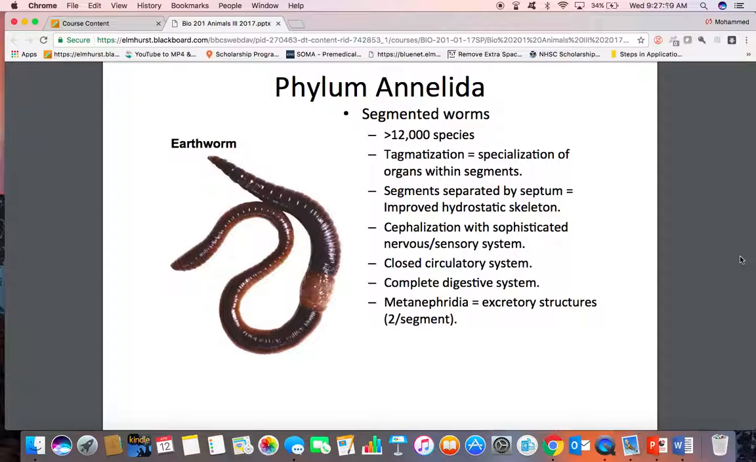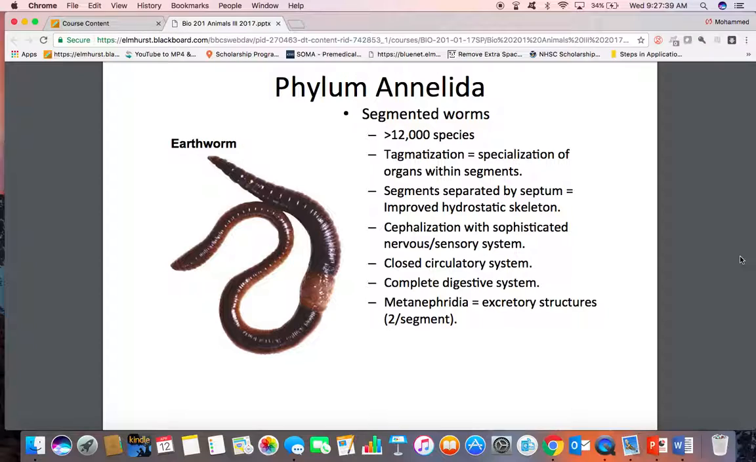Cephalization, concentration of sensory things along the anterior end. They have nerve cords that run the length of the body. Most organisms other than vertebrates have their nerve cord on the ventral side. Chordates have their nerve cord on the dorsal side, which is kind of weird for most animals. So annelids actually have the nerve cord running on the ventral side.